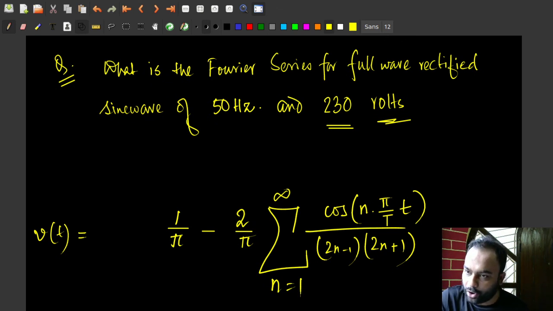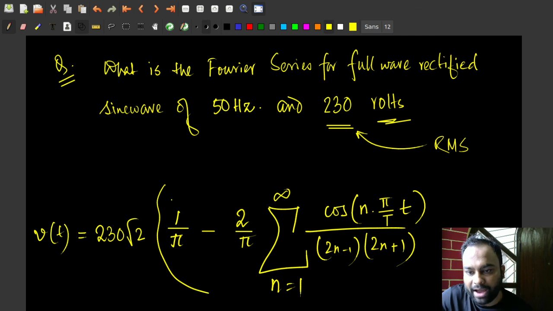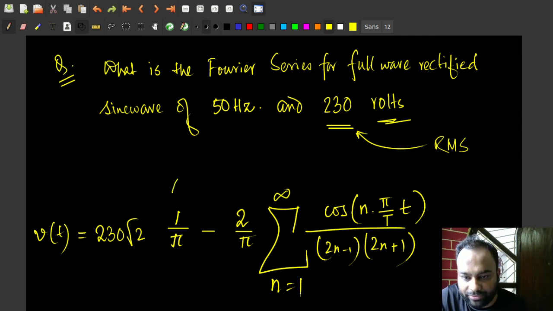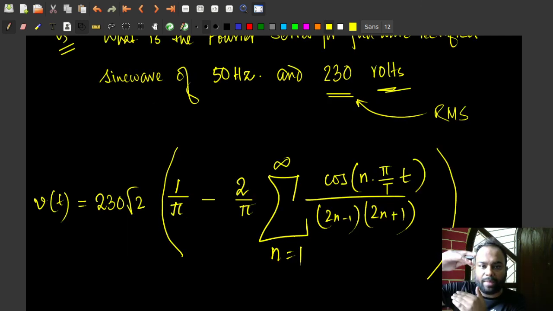If you say 230, it's wrong, because 230 is the RMS value, and for sinusoids you know the relationship between peak and RMS. So the peak would be 230 root 2. We have to multiply everything with that first, because that takes me from a peak amplitude of 1 to a peak amplitude of 230 root 2. That's going to be the amplitude modification we need. I think that's understood, right?